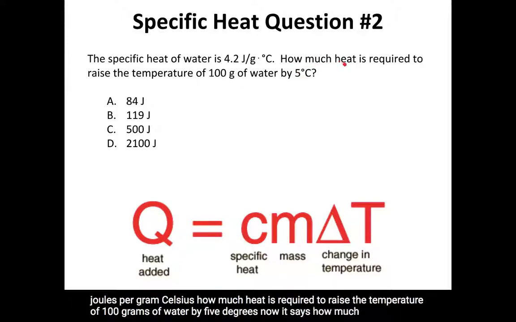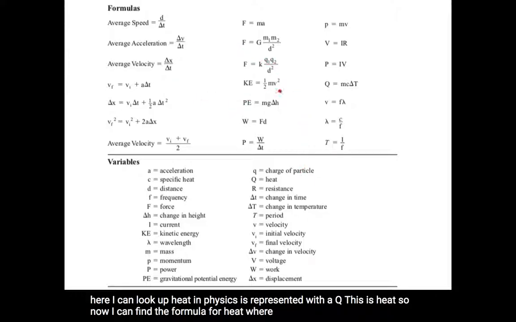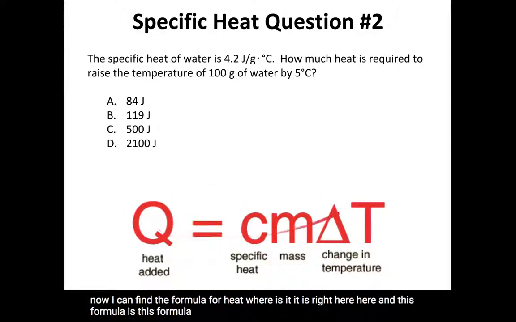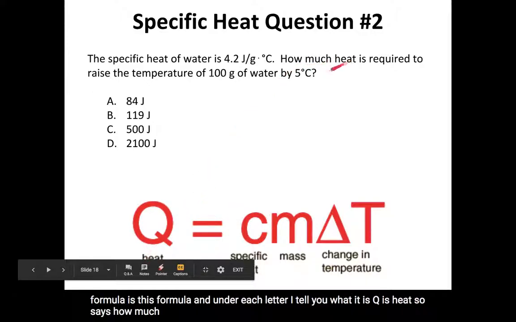Now it says how much heat. If I go here, I can look up heat. In physics it is represented with a Q. This is heat. So now I can find the formula for heat. Where is it? It is right here. And this formula is this formula. And under each letter, I tell you what it is. Q is heat. So it says how much heat means I need to calculate Q.